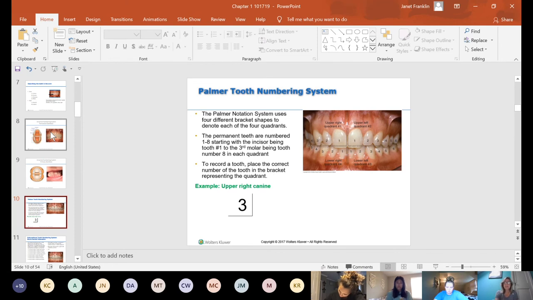In my example on the upper right, they would draw the bracket that goes like this, because you're looking at the right quadrant, and then the number 3 would go inside of it. That would be saying tooth upper right 3, which is your upper right canine. If I wanted to describe an upper left tooth, it would be quadrant number 2, so it would be the left bracket and a number 3 in it. Does that make sense? It's not one we commonly use, although like I said, some orthodontist offices will use that.